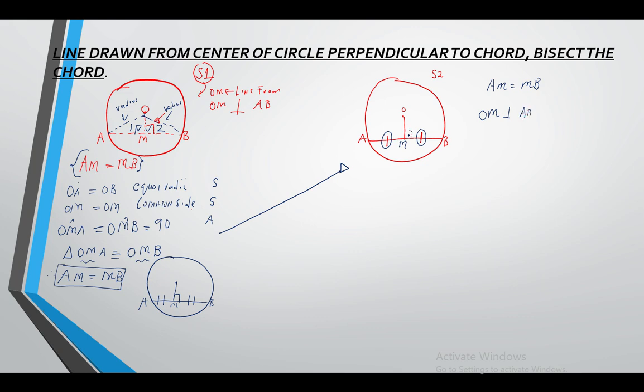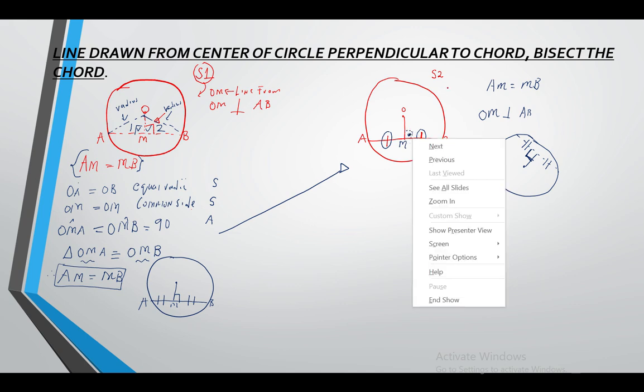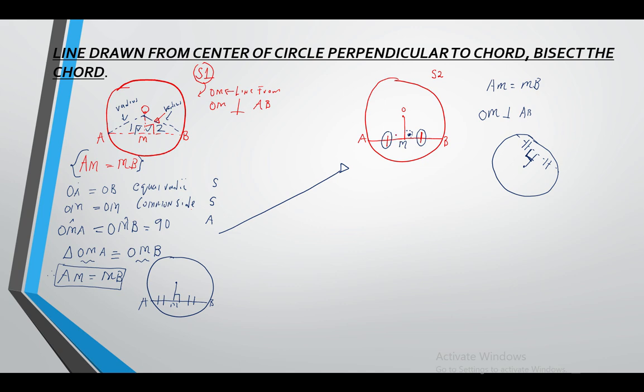angle here is 90. When you see a line coming from the center of a circle going to a chord which has already been bisected, like this, let me say you have a circle, you have a center, and the line is going to the chord, but you are told that this chord has been bisected. This part equals this part. This automatically means the angle here is 90 degrees. But I want us to prove there that OM bisects AB.